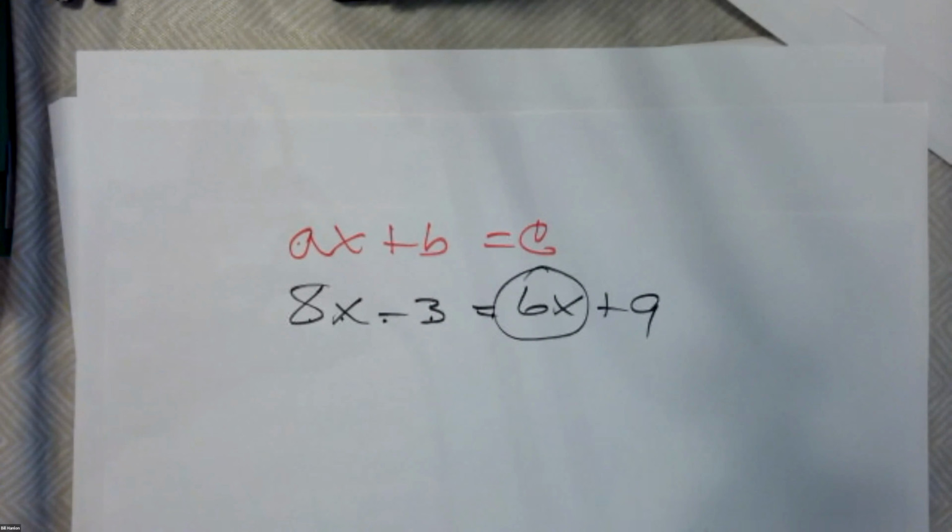Now, once you identify what's different in a problem that is not in the ax plus b equals c format, what is going on here? Why isn't that thing changing?